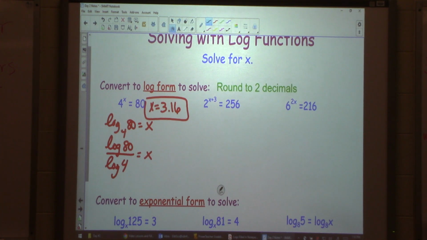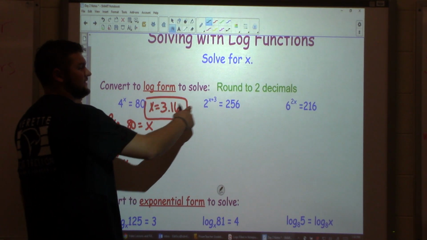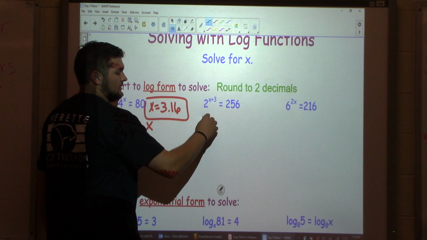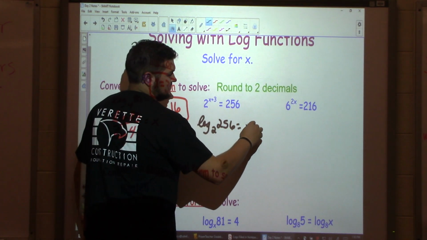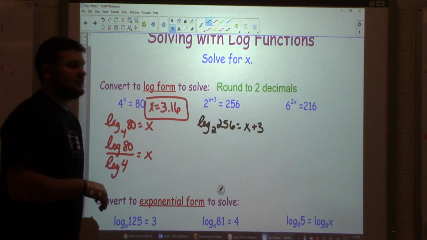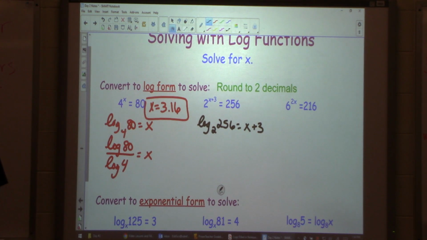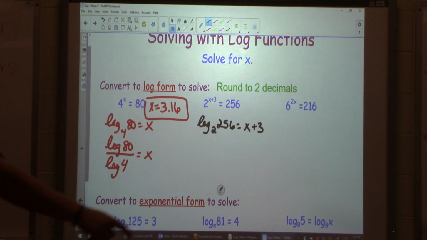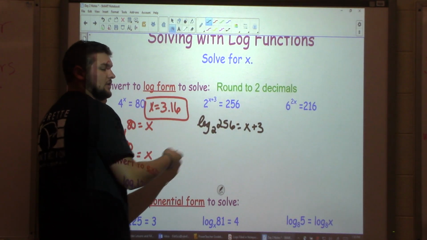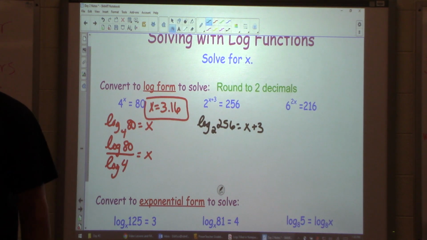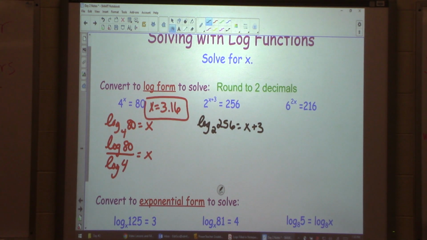The second one, 2 to the x plus 3 power equals 256. Switch it to log form. Log base 2 of 256 equals x plus 3. What should I do? Subtract 3. Not going to subtract 3 yet. Figure out what the log is first. Put your log in your calculator. If you subtract 3 from both sides and take log base 2 of 253, it's not going to work out. So find your log first.